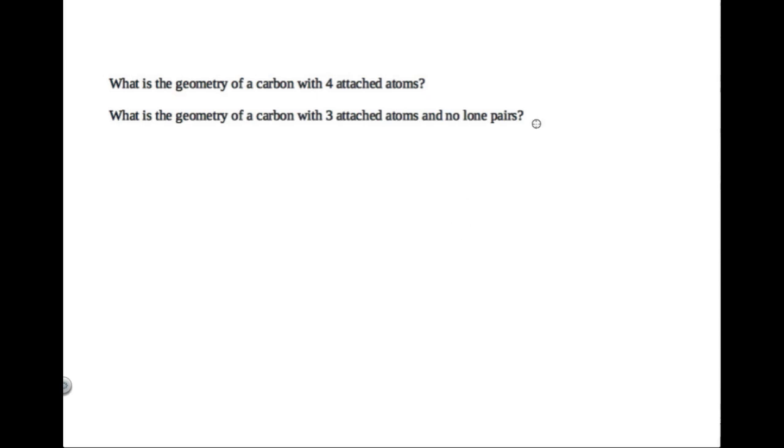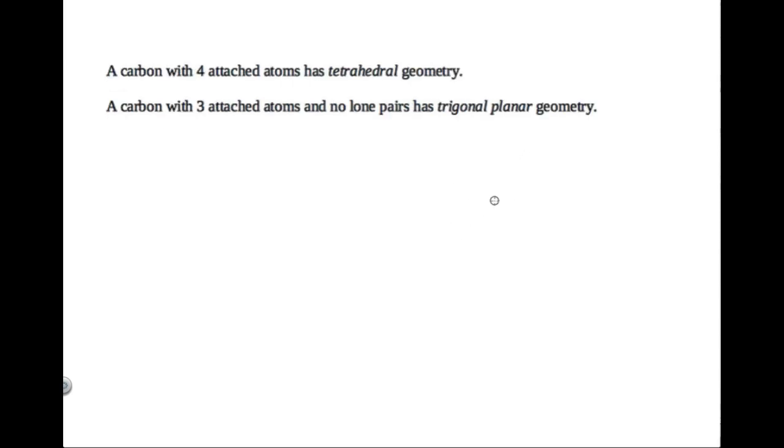Please pause the video and answer these questions. Now here are the answers. A carbon with 4 attached atoms has tetrahedral geometry. A carbon with 3 attached atoms and no lone pairs has trigonal planar geometry. I'm just briefly reviewing facts that you really should already have learned in your chemistry and OChem courses.